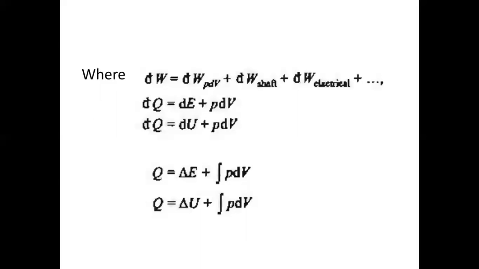where dW can be the work done in many forms like PdV, shaft work, electrical work and so on, in which PdV work is considered as the maximum work. That's why dq is equal to dE plus PdV or dq is equal to dU plus PdV, where q is equal to delta E plus PdV or q is equal to delta U plus PdV, and this is the equation for the first law of thermodynamics.